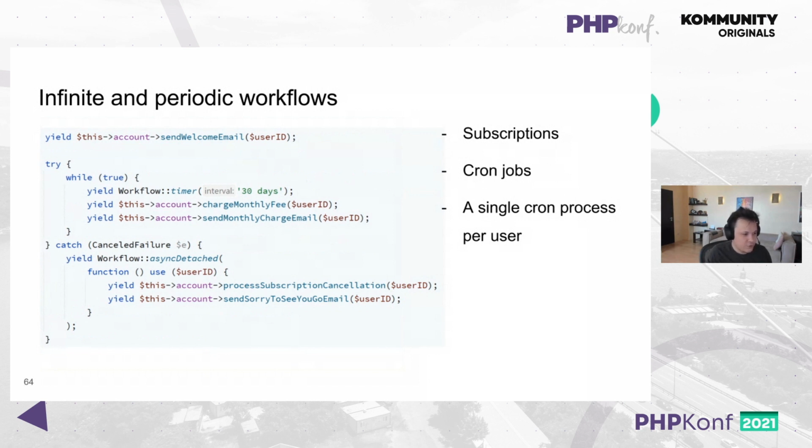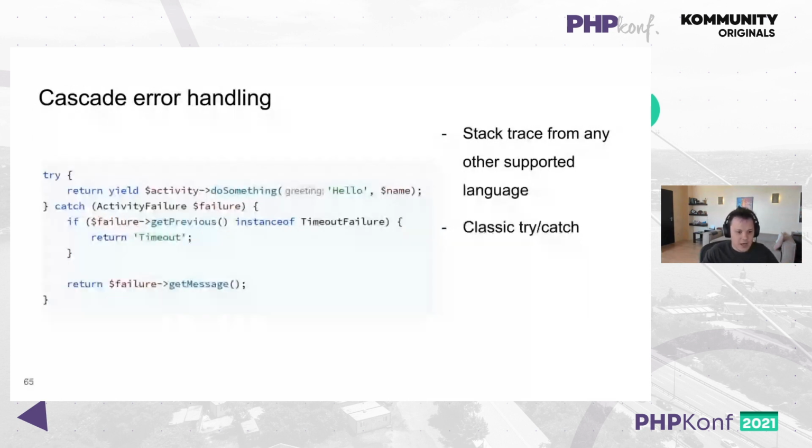Essentially, what Temporal is doing, they allow you to use a single cron job for the user instead of one large cron job for all the users. And you can have millions of these cron jobs. You also have cascade error handling, so you can use classical try-catch. You can catch timeouts, failures, you can understand and read the stack traces.